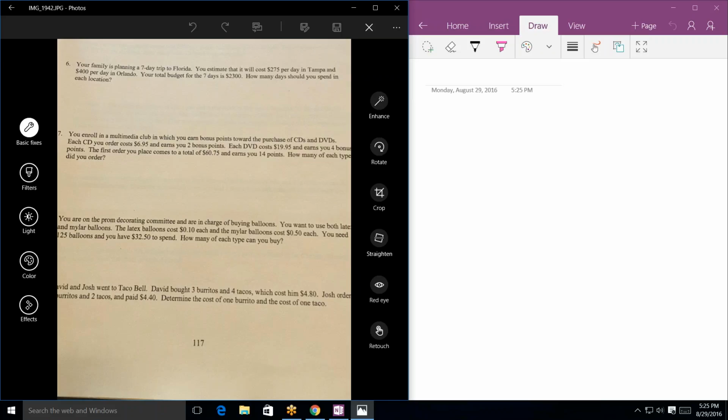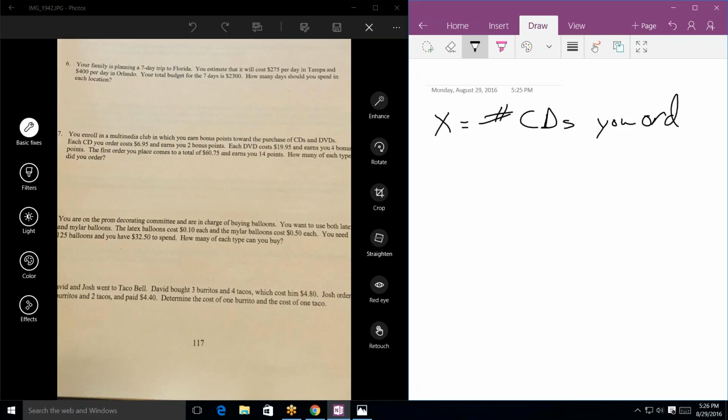So X would be the number of CDs, and then Y would be the number of DVDs. I would even go so far as to say the number of CDs you order. Okay. And again that seems trivial, but it helps you lay out the question. It helps you lay out the equation. Because it's asking how many of each do you order? Right.